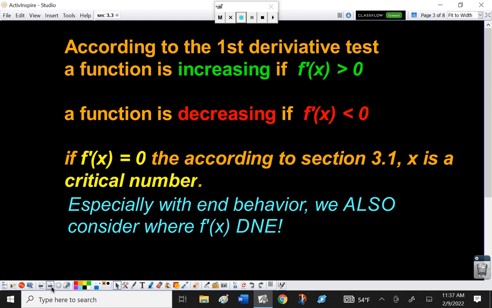If f prime of x is equal to 0, according to section 3.1 that we just covered, x is a critical number. Okay? Now, we have a critical number, and at that critical number, things are happening. Okay? And, of course, since 0 is neither positive or negative, it's not increasing or decreasing at that point. But we'll talk about that when we do some examples. Especially with end behavior, we also consider where f prime of x does not exist. Remember, we could have positive derivatives, negative derivatives, and zero derivatives, but we can also have one where the derivative does not exist.